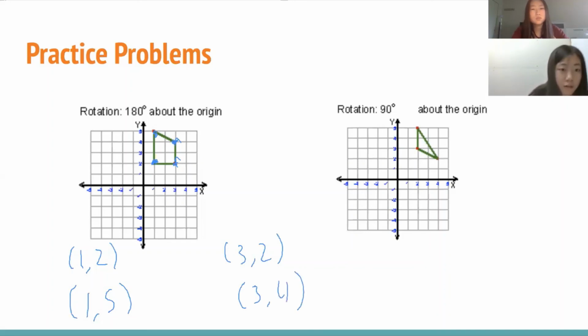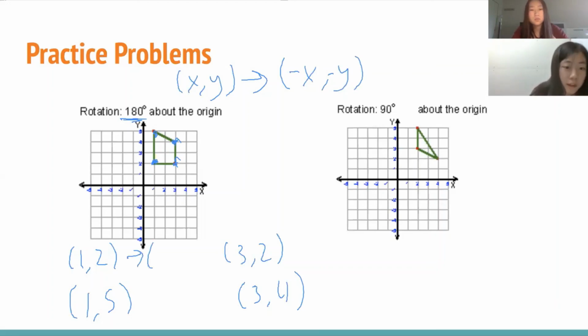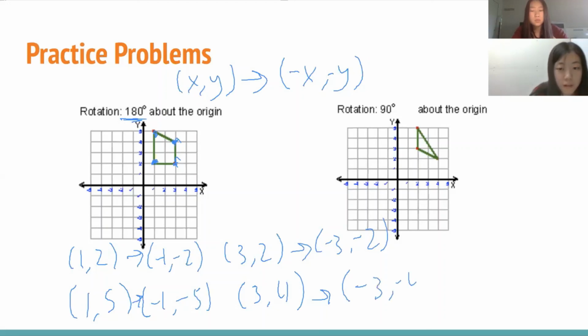And now we have to do a rotation of 180 degrees. When you do a rotation of 180 degrees, you have to negate both the x and y value. So this will be -1, -2. This will be -1, -5. This will be -3, -2. And this coordinate will be -3, -4.